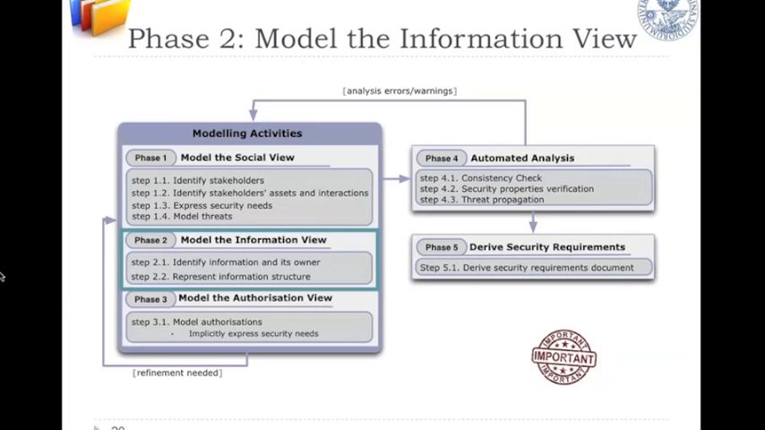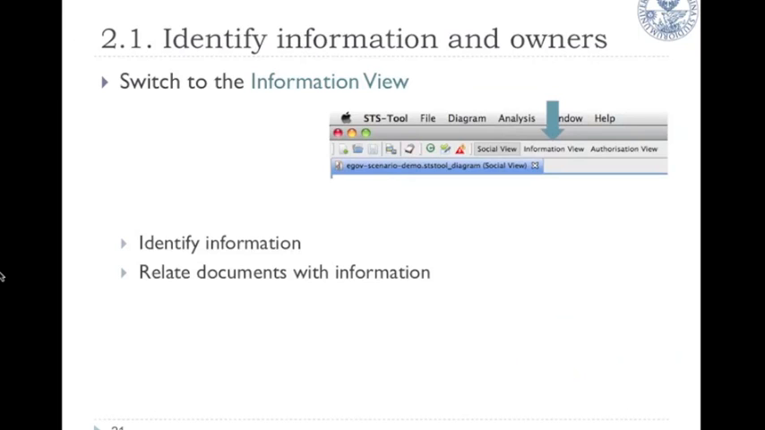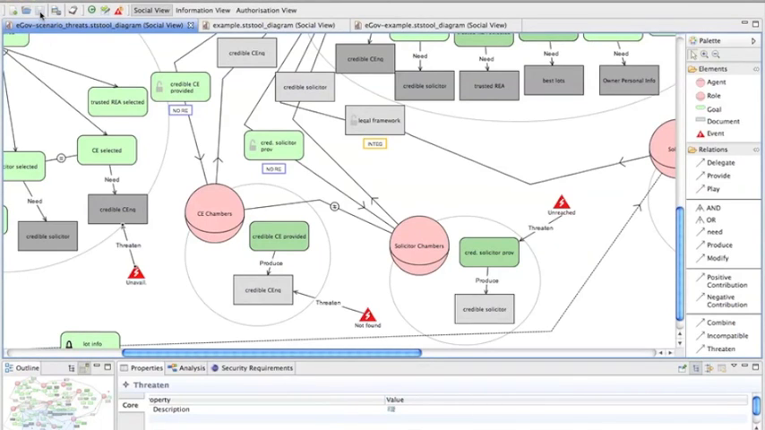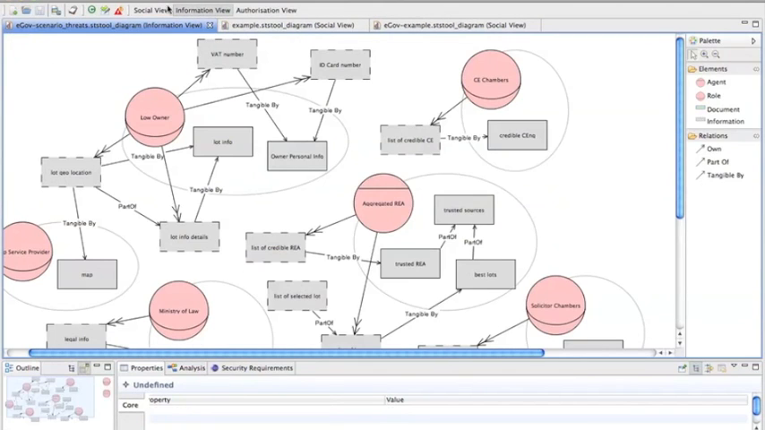And for this, we will switch views in the tool, going to the information view and identify what is the informational content of the documents that actors possess and operate with in the social view. So let's go back to the tool, and as I said at first, in order to switch from one view to the other, it's enough that we select switch using the tabs here.